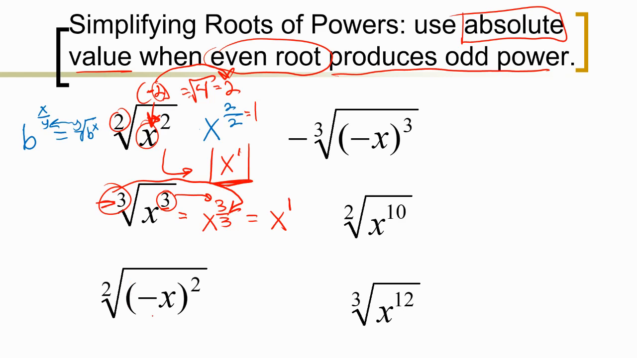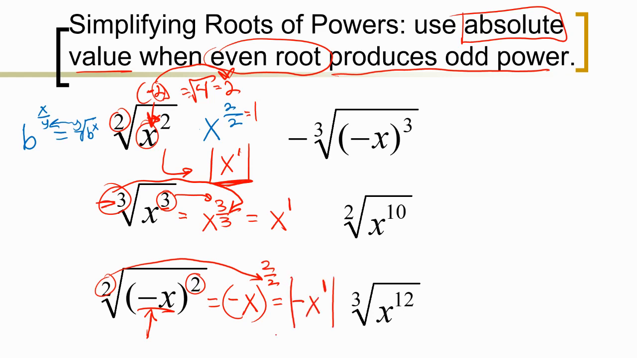Now here, because we have a negative inside there getting squared, what will happen is we have -x to the second over 2, and that reduces to be -x to the first power, but you have to put absolute value bars on the result. And that actually makes it to be a positive x. So you could say the answer is just x, but a positive one. So the negative here doesn't matter in the end because you're taking the absolute value of it.